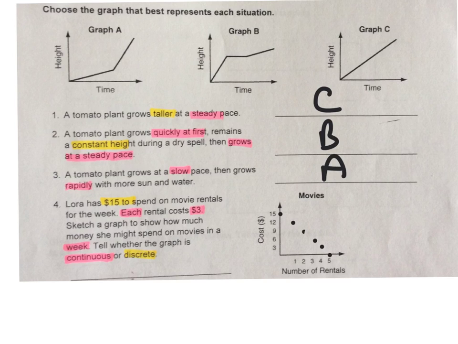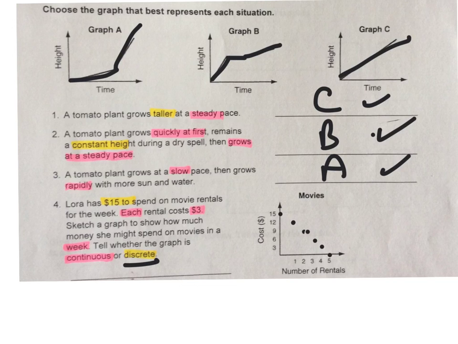Okay, so in this particular problem, a tomato plant grows taller at a steady pace. That is C. That's this one here. Quickly at first, constant, and then steady pace. That's B. And then finally, slow pace, then quick pace. That's A. On number 4, it starts at 15 and decreases by $3 each time.